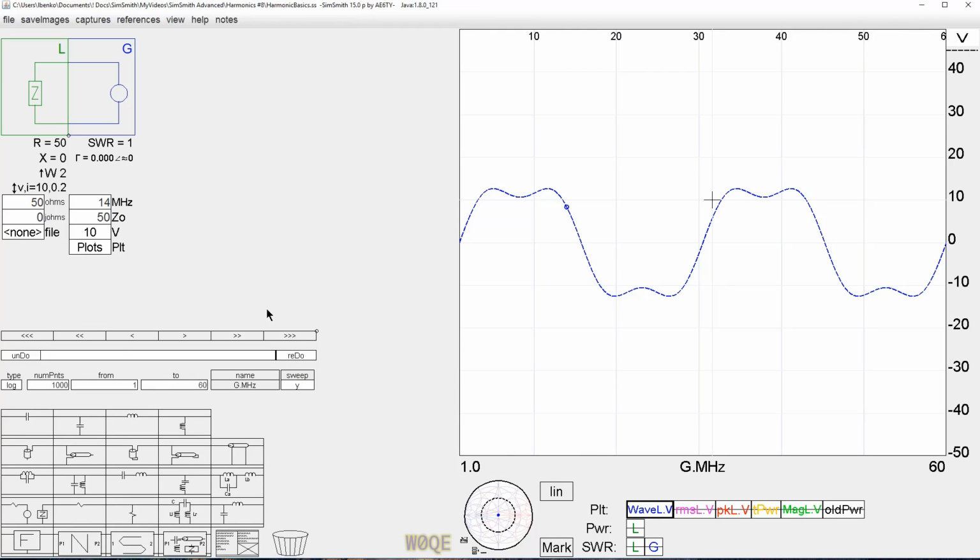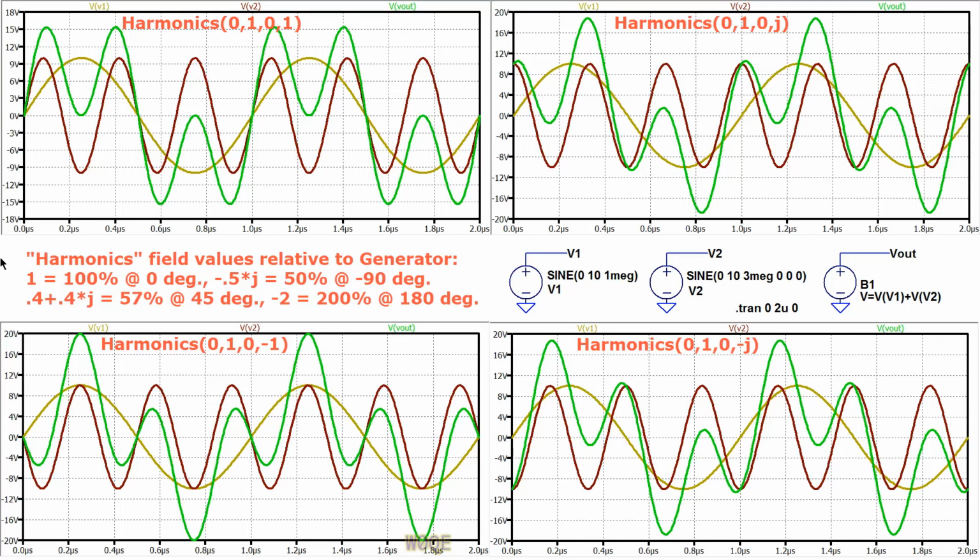For different examples here, real quickly, let me bring this up. Here's something that was done in LTspice a while back. It shows this command here, fundamental and third harmonic equal amplitude, both at 0 degree phase angle. The light brown is the fundamental, the dark brown is the third harmonic, and the green is the resulting waveform. Notice how much different the green waveform looks in all these cases, yet all the cases have exactly the same harmonic amplitude relative to the fundamental.